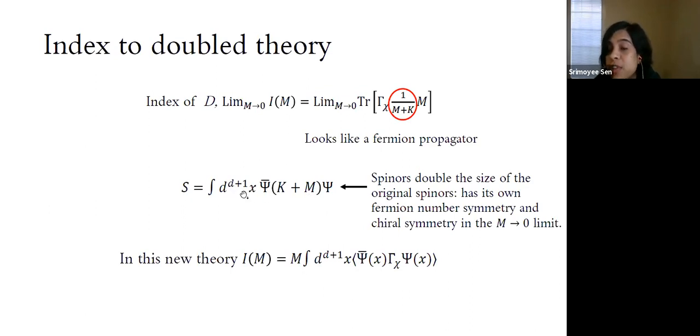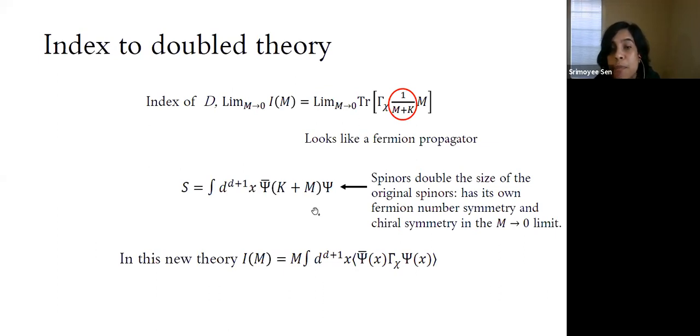The number of space-time dimensions, however, is the same as what you had before. So it's like I have introduced an extra dimension, except that my fields do not depend on this extra dimension. So this is the theory, and you can compute a path integral here to evaluate this trace. And what does this trace look like in this new theory? Well, it's just this, right? So this is the fermion propagator. So I just have psi bar gamma chi psi. That's what I have to evaluate in this new theory. Now, if you look at this new theory, you will see that it has symmetries. It has its own fermion number symmetry. And in the limit of M going to zero, it also has a chiral symmetry.